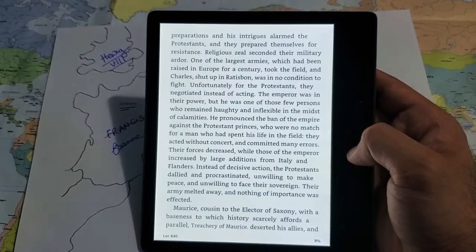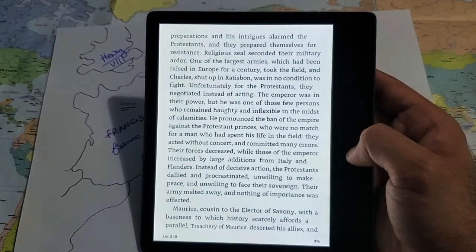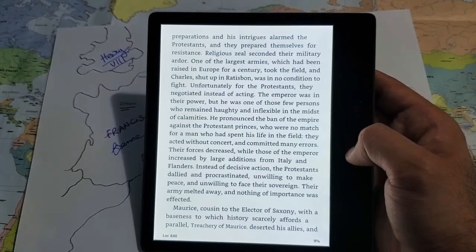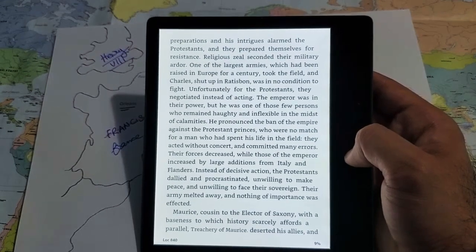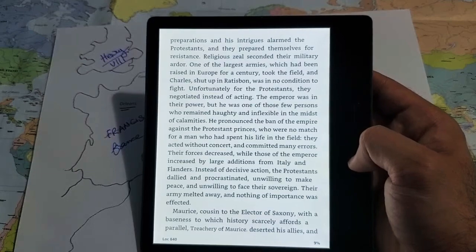That's his hometown, and Italy is obviously the Pope. The Pope is happy to give him soldiers to fight with. Instead of decisive action, the Protestants dallied and procrastinated, unwilling to make peace and unwilling to face their sovereign. Their army melted away, and nothing of importance was effected. Maurice, cousin to the Elector of Saxony, with a baseness to which history scarcely affords a parallel, deserted his allies.